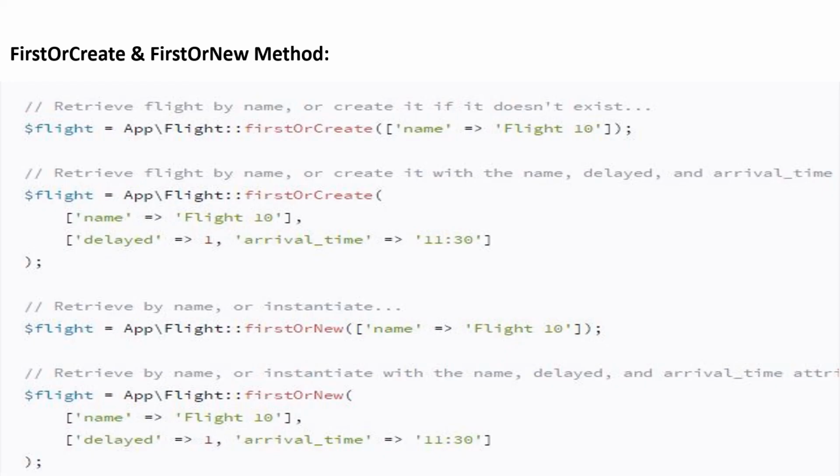This example is showing the working of the firstOrCreate and firstOrNew methods. The firstOrCreate method will attempt to locate a database record using a given column and value, and if the model cannot be found in the database, then a new record will be inserted. The firstOrNew method will attempt to locate a record in the database matching the given attributes. If a model is not found, a new model instance will be returned. Note that the model returned by firstOrNew has not yet been persisted to the database. You will need to call the save method manually to persist it.